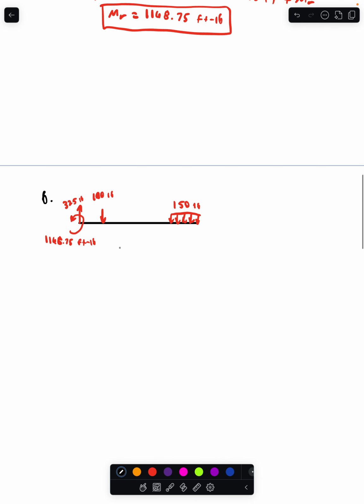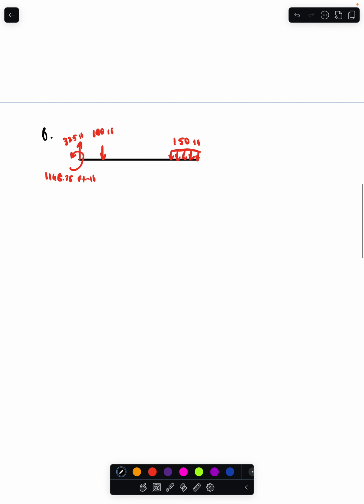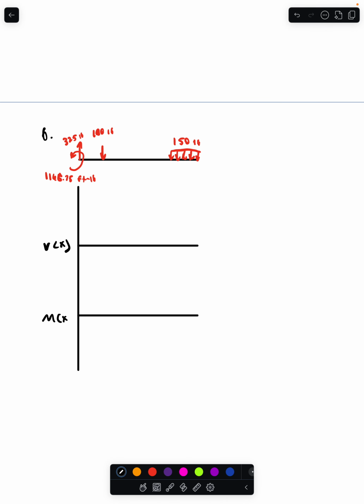Now, whenever I'm drawing a shear moment diagram, I like to start at the left side of the beam and just draw a vertical line. And then I'll draw a horizontal line for the shear graph and a horizontal line for the moment graph. So I'll label these V of x and M of x.